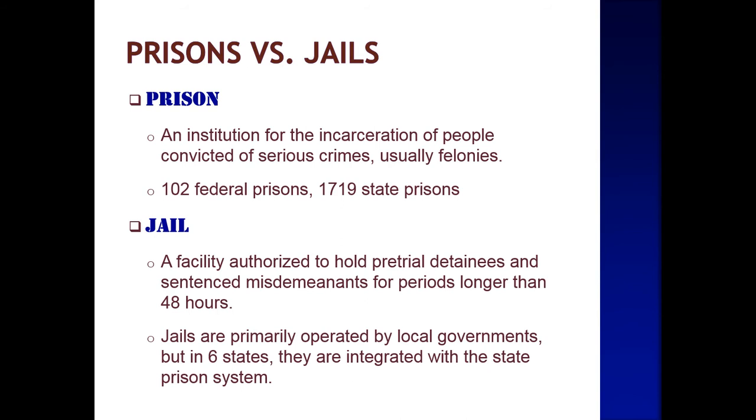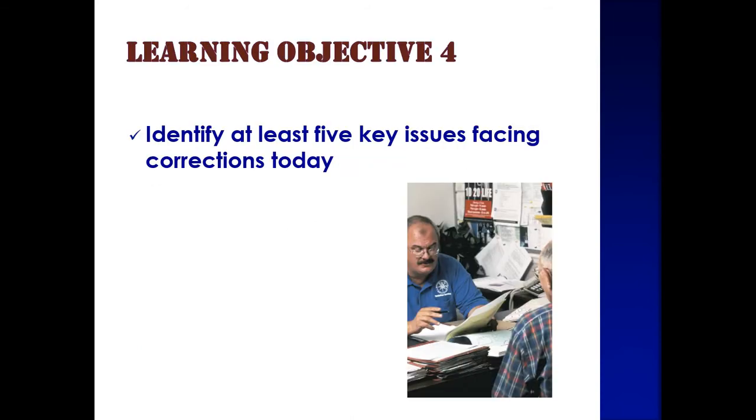Prisons are reserved for those people who have been convicted of more serious crimes, felonies. We don't sentence people to prison for being convicted of a misdemeanor, only for felonies. And also prisons do not hold people who are waiting to go to trial unless they have been previously convicted of something else. So prisons are for much more serious crimes, and they're typically much more secure facilities than most county jails are.